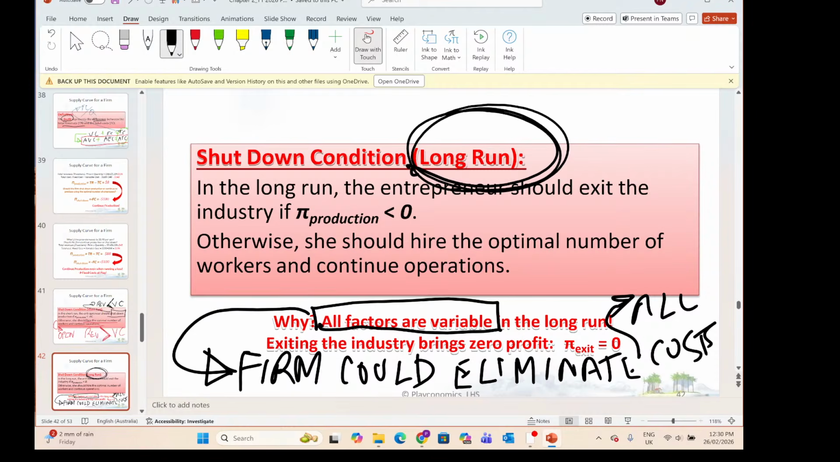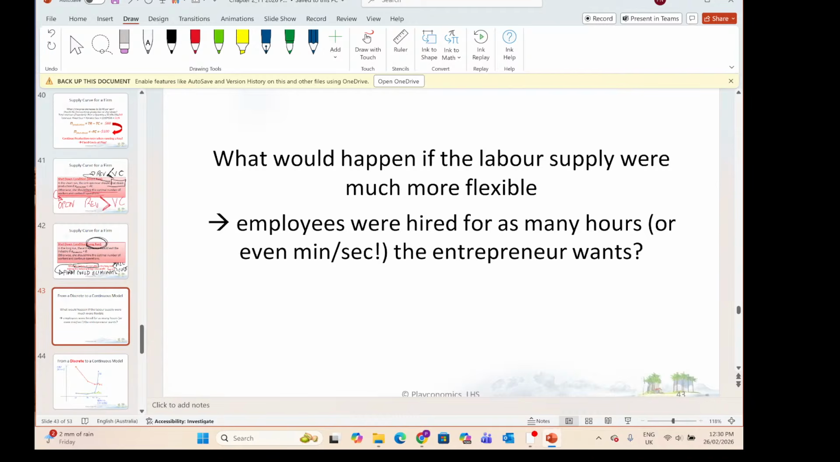If you are shutting down in the long run, you're basically selling the fixed factors and we no longer call it the shutdown position then. We call that exiting the business, exiting the industry.